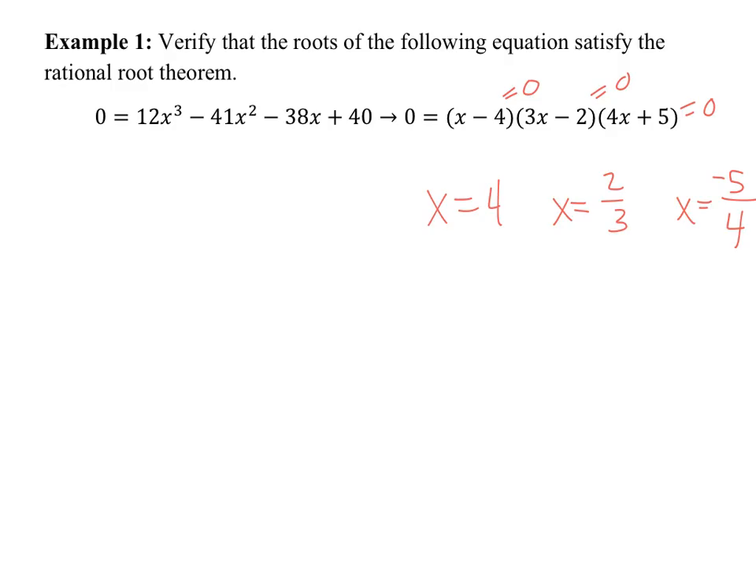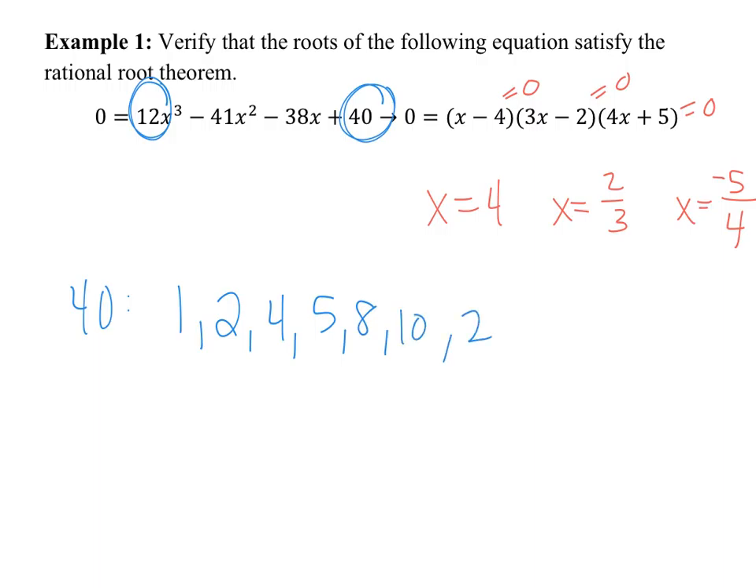Well, do those satisfy the rational root theorem? Go ahead and list. What's P over Q? Here's P right here, 40. Here's Q right here, 20. Factors of 40. 1, 2, 4, 5, 8, 10, 20, 40. Look at all of them. And then the factors of 12. A lot again. 1, 2, 3, 4, 6, 12.